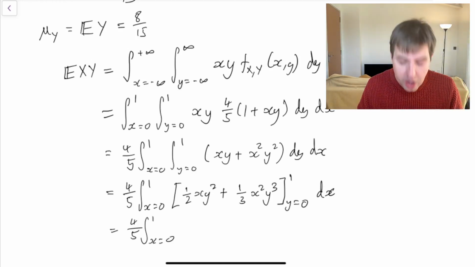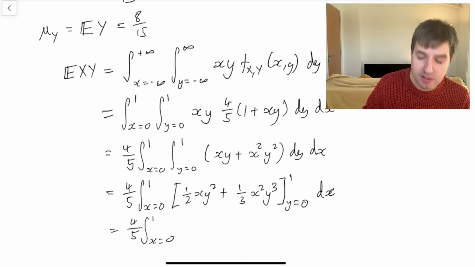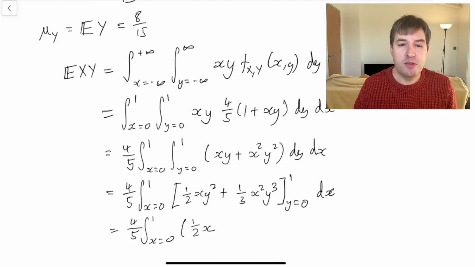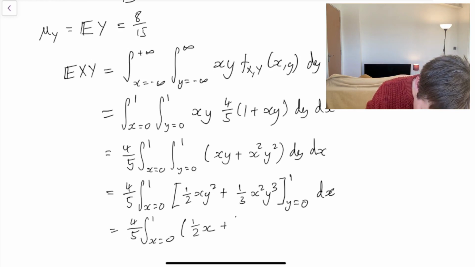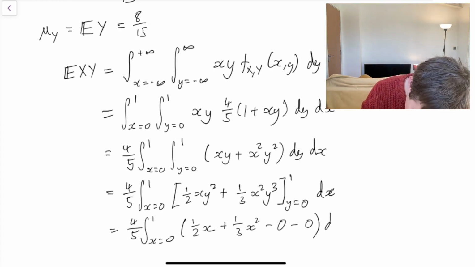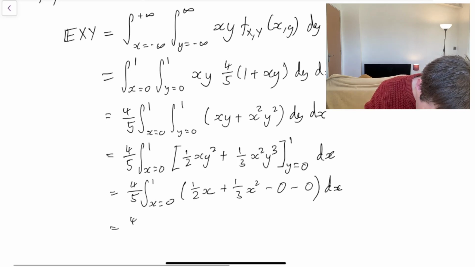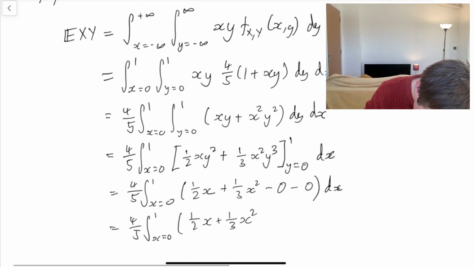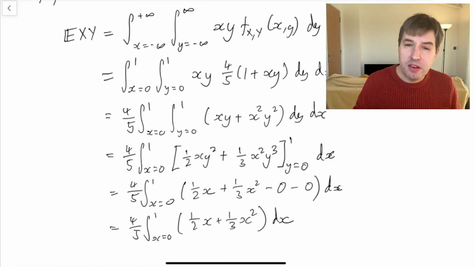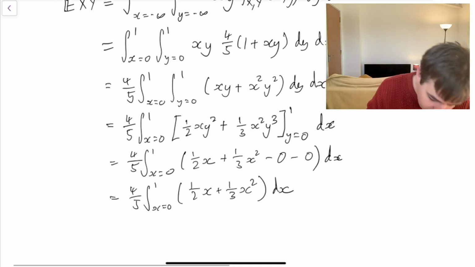So I still have this integration over the x outside. So the first term at y equals 1, that would just be a half times x times 1 squared, which would be a half x. The next term will be a third times x squared times 1 cubed. That's a third x squared. And at y equals 0, both those terms will be 0, because that'll be 0 times something. And just to neaten that up a bit, that will just be a half x plus a third x squared. So now I've done all the integrating over y. I've still got my integration over x to go, so I'm going to do that now.